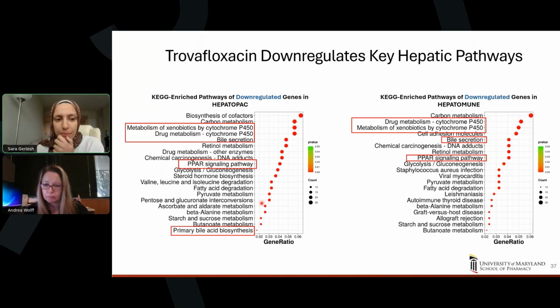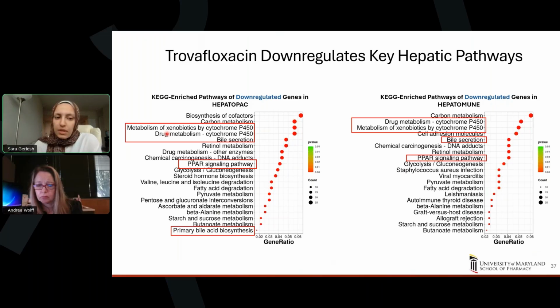Next on this slide, I have also the top significant downregulated genes comparing HEPATOPAC and HEPATOMUNE, and it was shown that trovafloxacin affects pathways that are related to hepatocyte function and metabolism. So the metabolism of drug metabolism and also CYPs, bile acid secretion and synthesis, and also for downregulation of PPAR signaling, which is important for fatty acid metabolism and other liver metabolism.